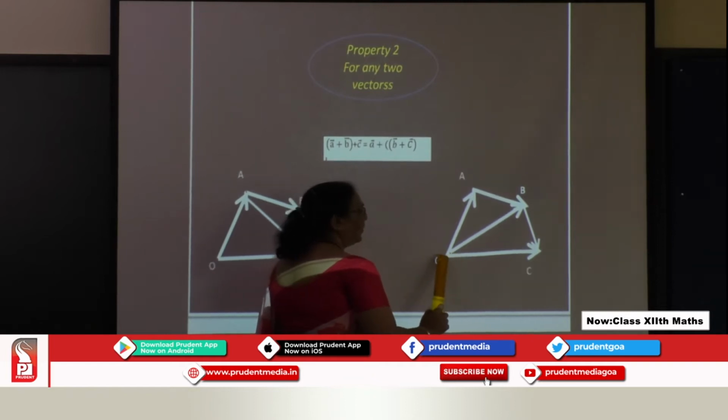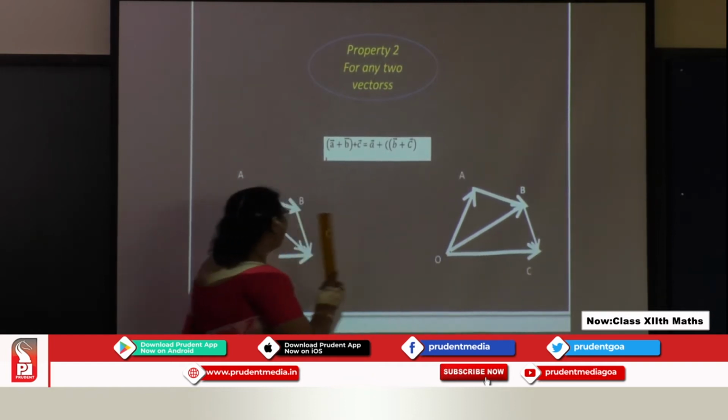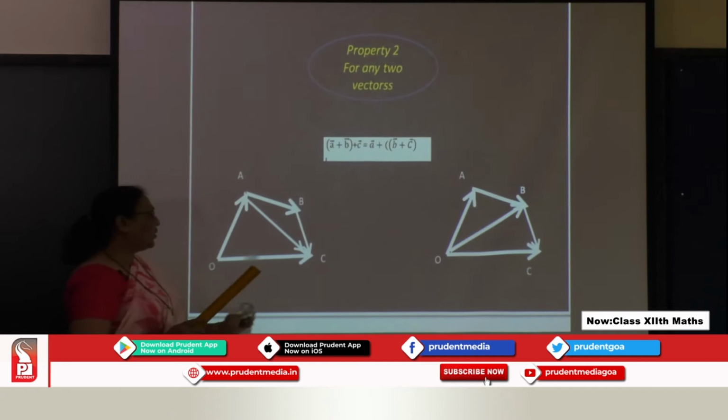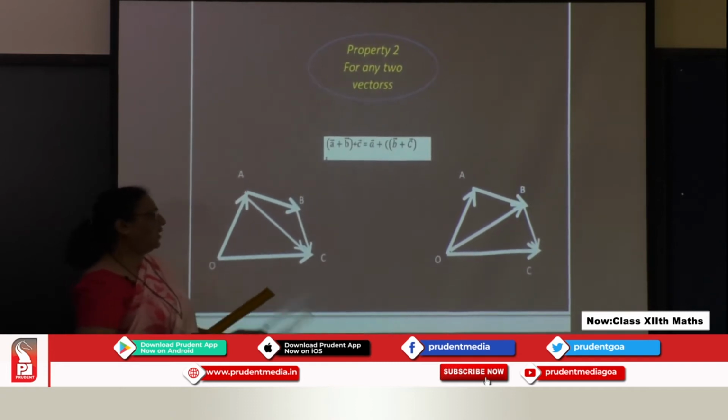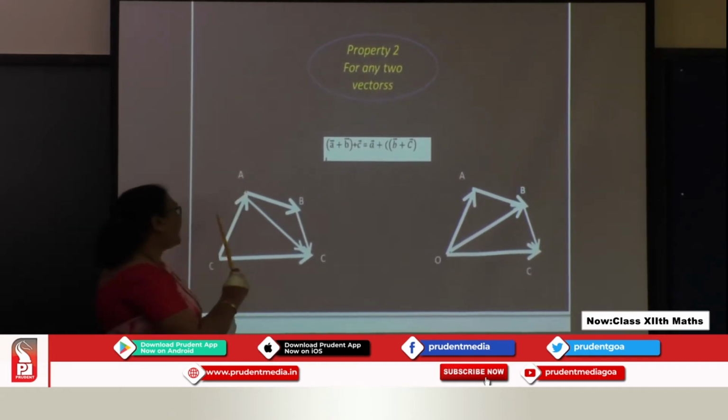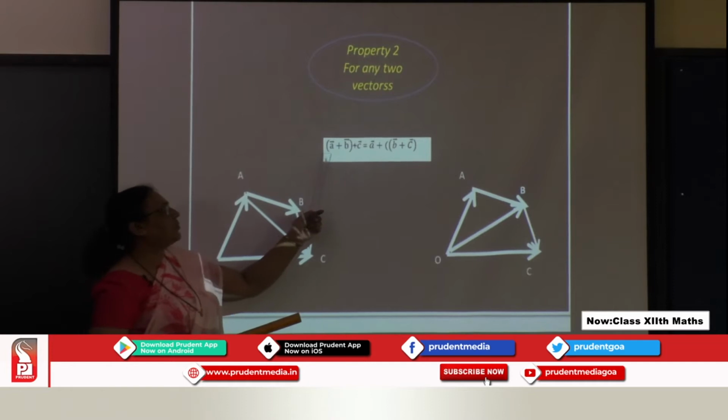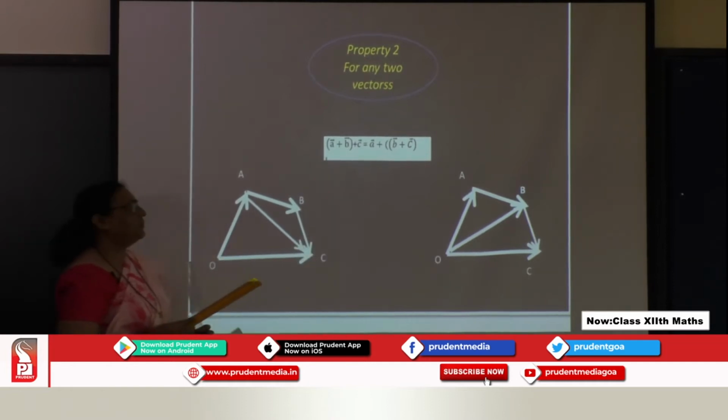So, finally from here you have to reach here. There are two ways of going from O to C. This is one way, this is another way, and if you take A, B, C, then you will get the associative property of vector addition.